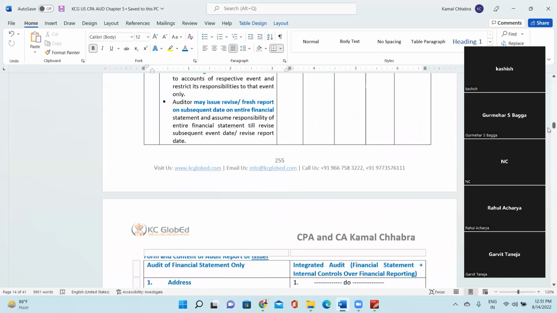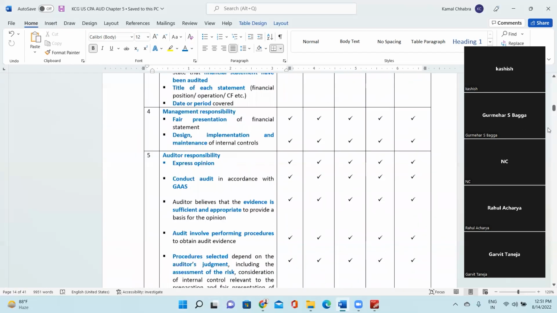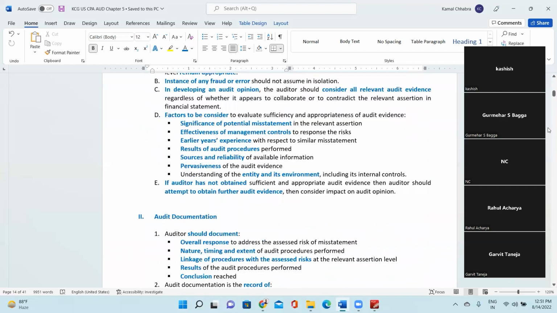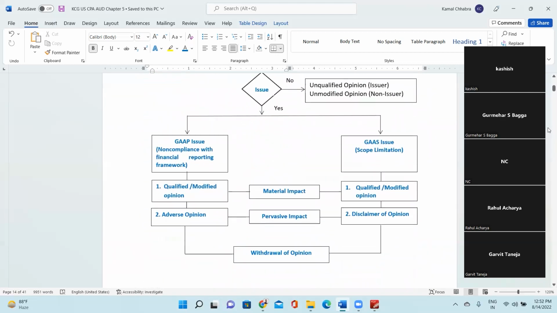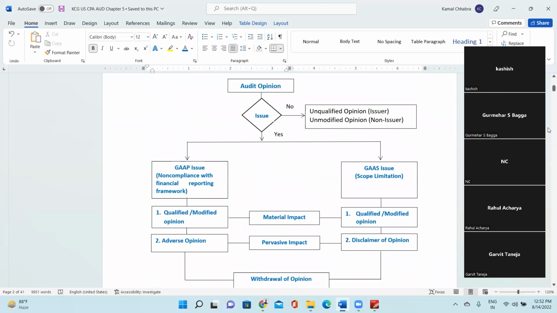I'll show you really quick here, the first page of the notes. We have discussed this one. So audit opinion: if there is no issue, then you will have an unqualified or unmodified opinion, right? But if there is an issue, then first you need to identify whether the issue is on account of scope limitation, that is a GAS issue, or the issue is on account of wrong application of the accounting policy or accounting principle. That is called a GAP issue.